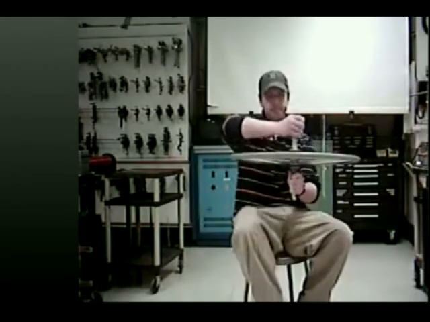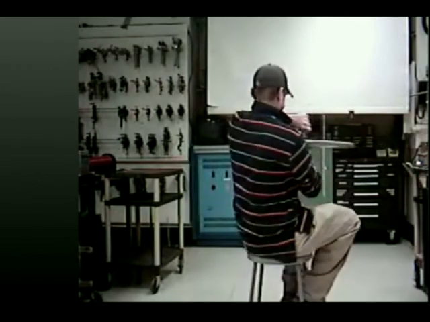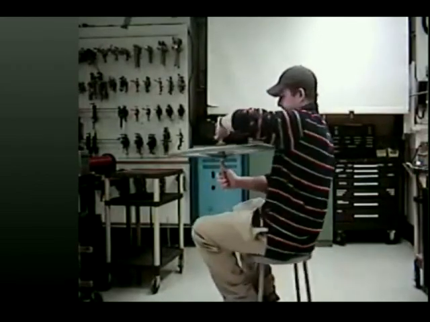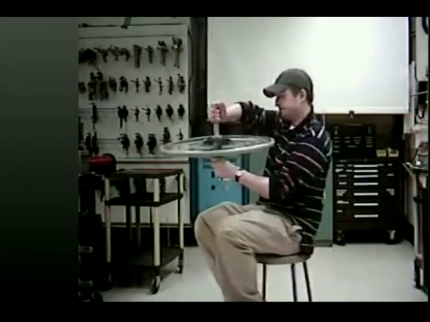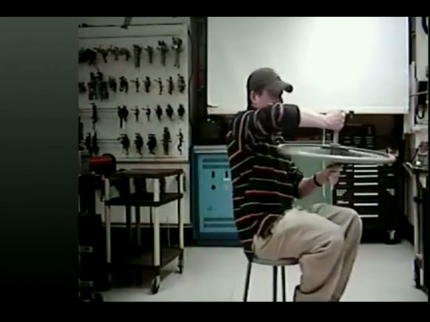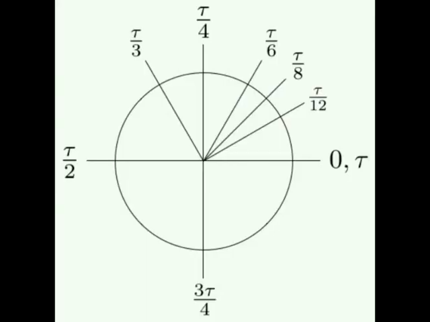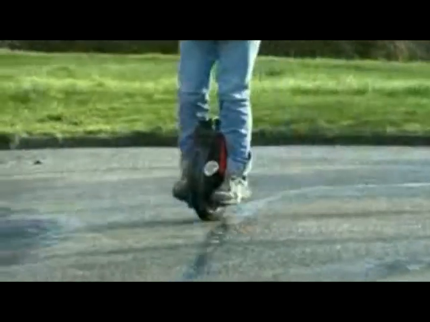Cycles are things that go around. The simplest kind of cycle is a circle. If you go around a circle, you complete a cycle and end up where you started. There are all kinds of cycles. Bicycles, monocycles.